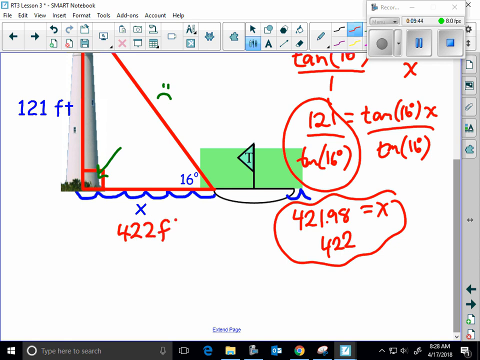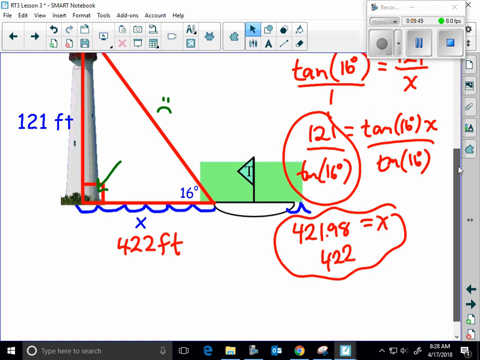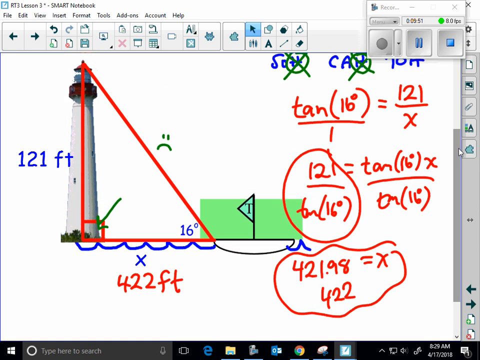Now, based on this scale, it doesn't look like it's that far away, right? It's not drawn to scale because 16 degrees is a lot smaller than that. So this is not a well-sketched problem. We'll blame that on Mr. Breen. Everybody okay with that?